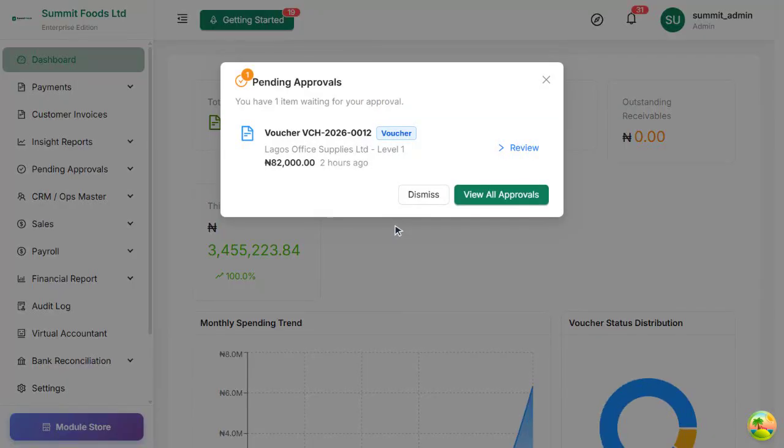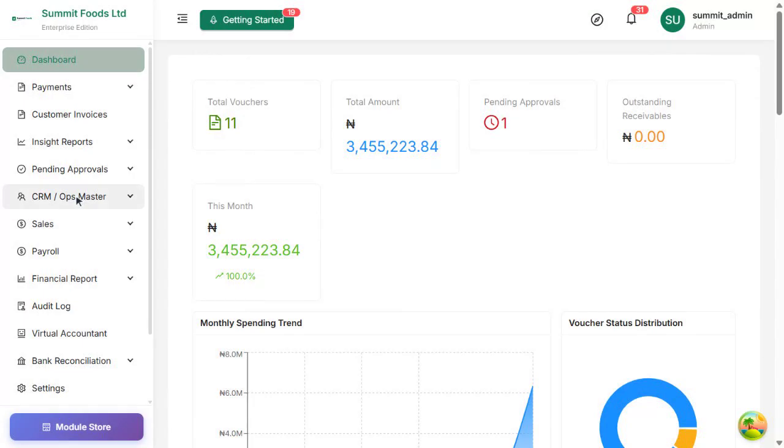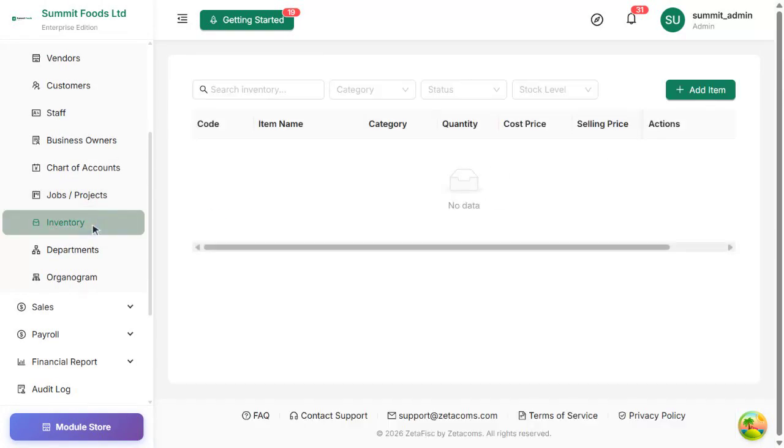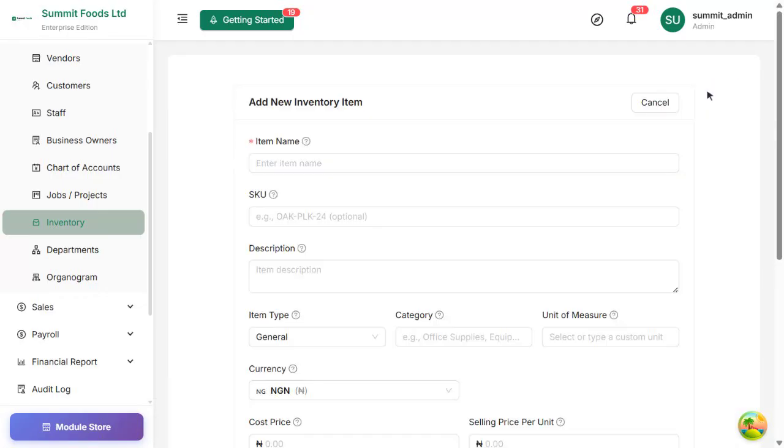The last piece of master data is inventory, the products and materials you keep in stock. ZetaFisc tracks each item's quantity, its cost, its selling price, and links it to the right ledger account so stock movements post automatically. We add one under CRM, in inventory.